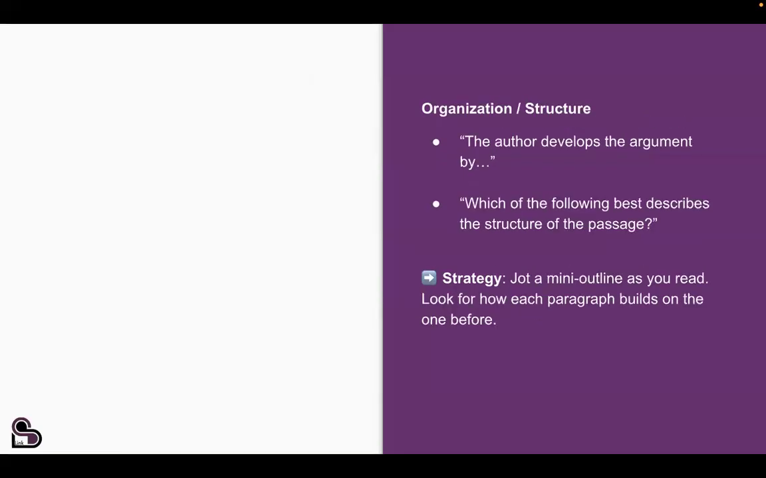Organization or structure questions. The author develops the argument by, or which of the following best describes the structure of the passage? Here, a strategy is to jot down a mini outline as you read. That's mapping. Look for how each paragraph builds on the one before. So one of the skills we work on in the LINK tutoring is the mapping. And I think that's a really strong skill to develop, and it probably gives you the most improvement in reading comprehension.